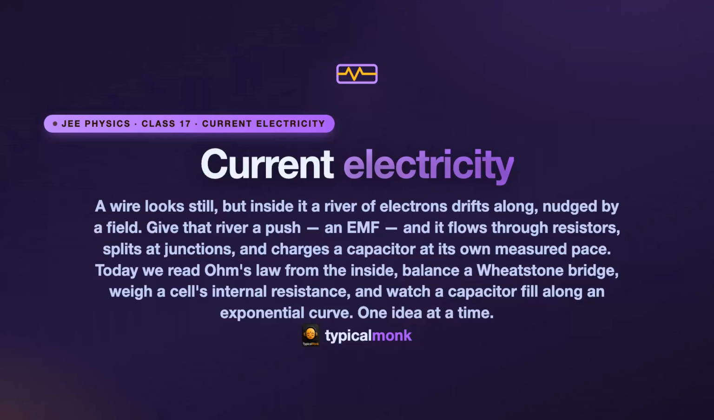A wire looks still, but inside it, a river of electrons drifts along, nudged by a field. Give that river a push, an EMF, and it flows through resistors, splits at junctions, and charges a capacitor at its own measured pace. Today, we read Ohm's law from the inside, balance a Wheatstone bridge, weigh a cell's internal resistance, and watch a capacitor fill along an exponential curve, one idea at a time.